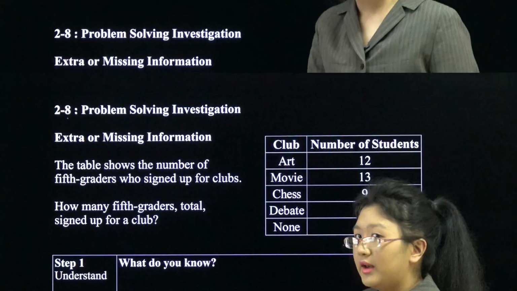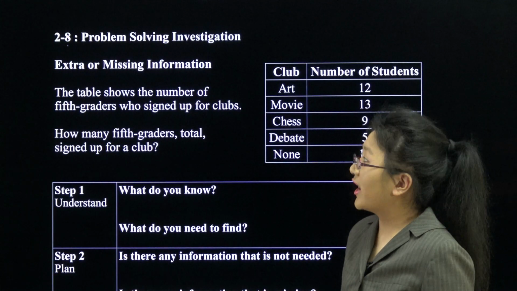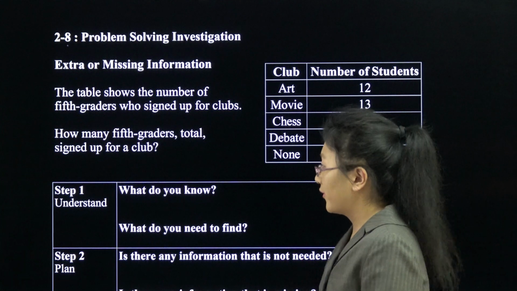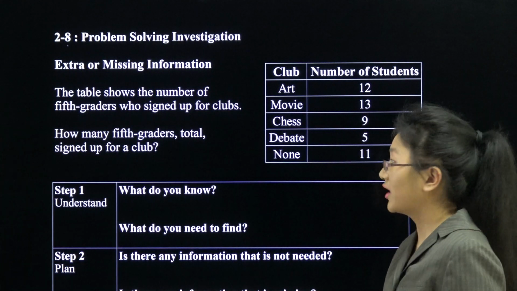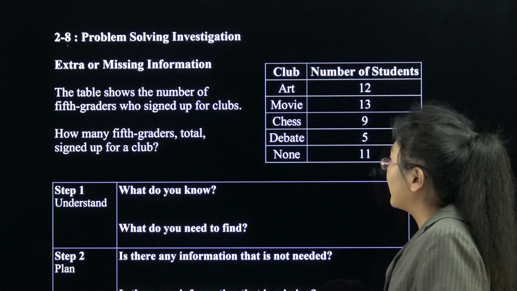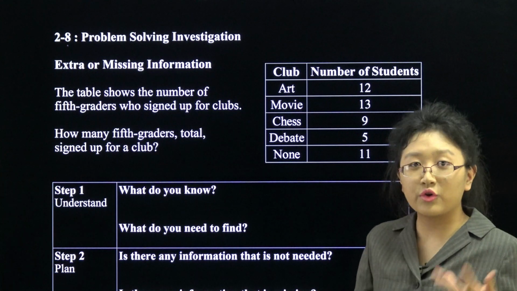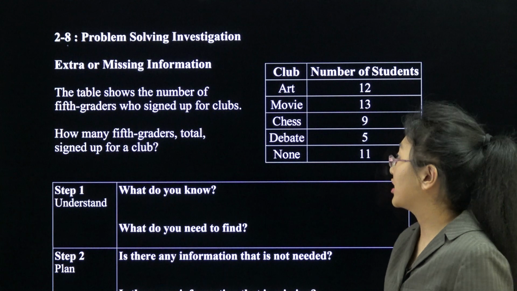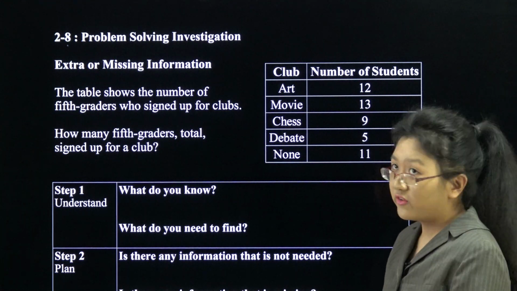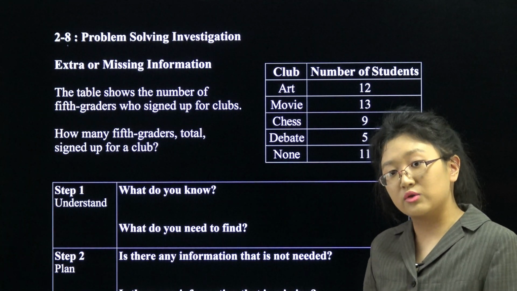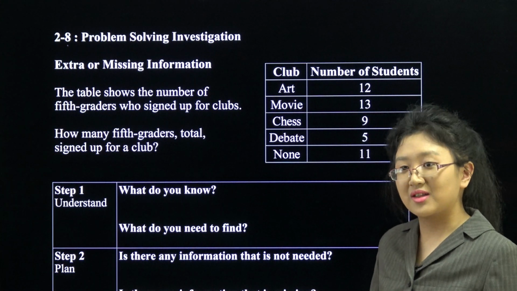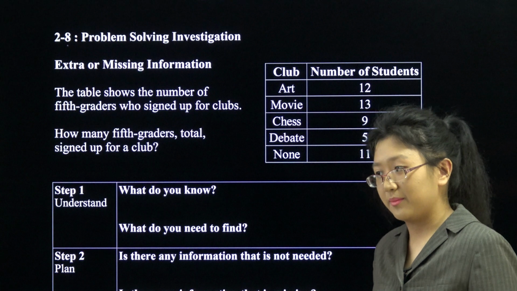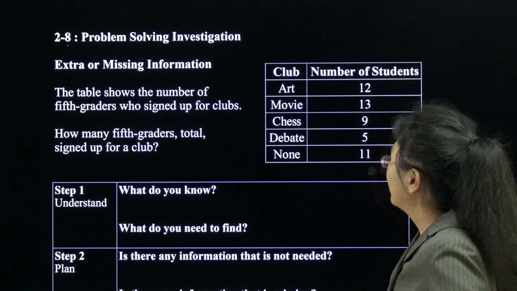And that's it. Now we're going to do another problem-solving investigation about extra or missing information. Sometimes there's not enough information that they give you, and that means that there's missing information. Sometimes they give you too much information. That's extra information. Extra information is just information that you don't need to solve the problem. Missing information is information that you need in order to solve the problem and isn't there.